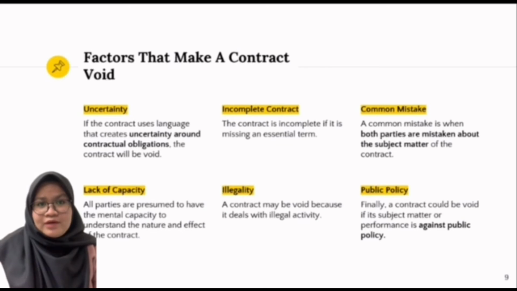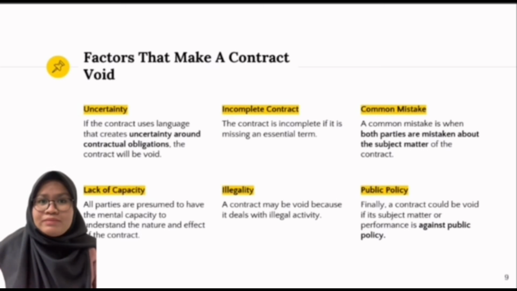The third factor is common mistake. A common mistake is when both parties are mistaken about the subject matter of the contract. For example, if one party agrees to buy a painting from the other party, but the painting was already destroyed by fire, that would be a common mistake that will void the contract.